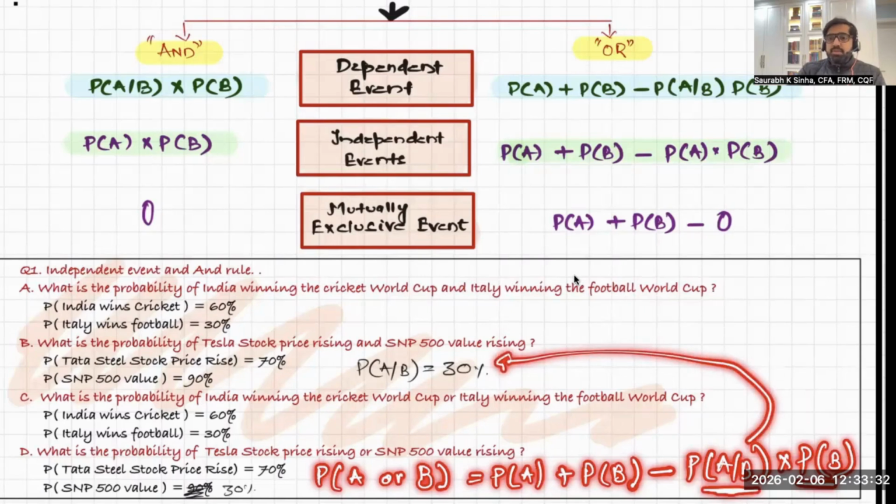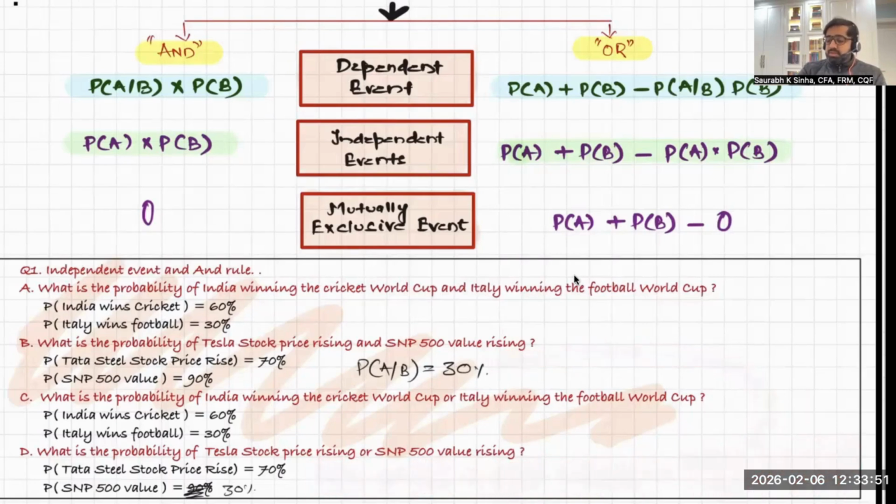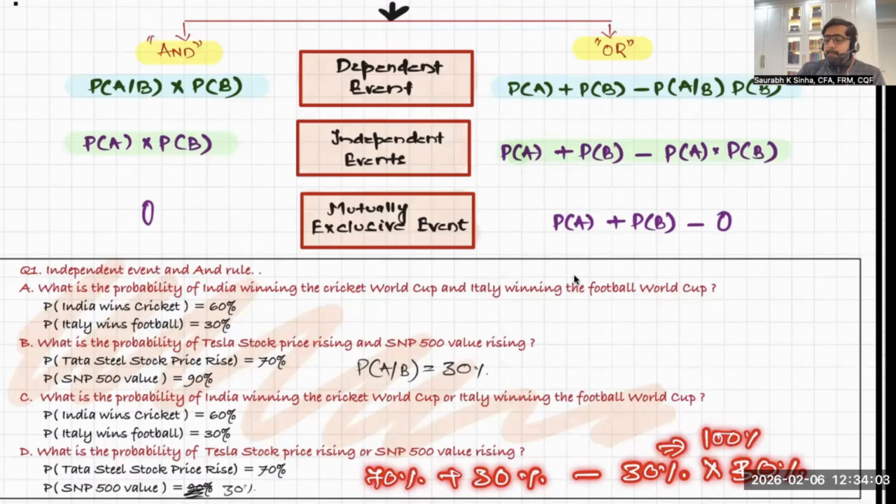Okay, so let's use that probability of Tesla stock price rising given S&P 500 value has risen is 30%. So probability of A is 70%, probability of B is 30%, minus probability of A given B, that is 30%, into probability of B, that is 30%. So let's solve this question. 70% plus 30% minus 30%, which is probability of A given B, into probability of B, that is also 30%. So the answer is 100% minus 9%, that is 91%.